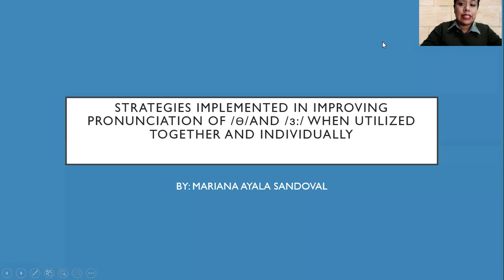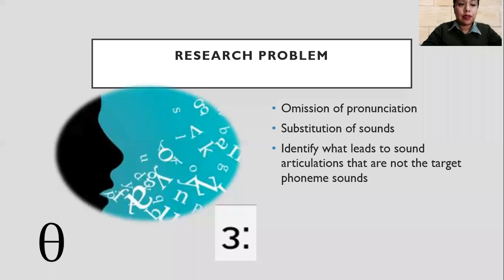My thesis is named Strategies Implemented in Improving Pronunciation of th and when utilized together and individually. The overall objective of learning English in Mexico as a foreign language is to be able to communicate in written and verbal form. Speaking has always been one of the challenges that students have had in learning English or any other language. But when they are speaking, as long as their message is understood, then the goal is achieved.